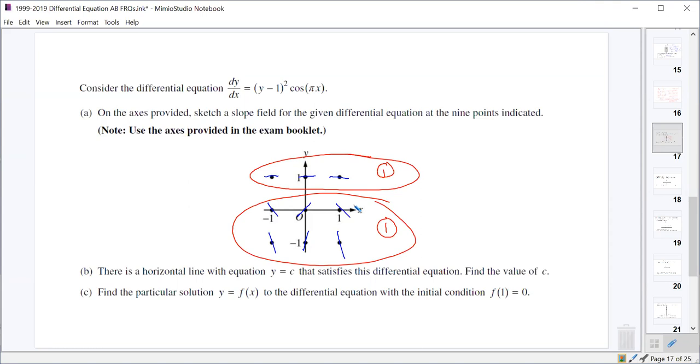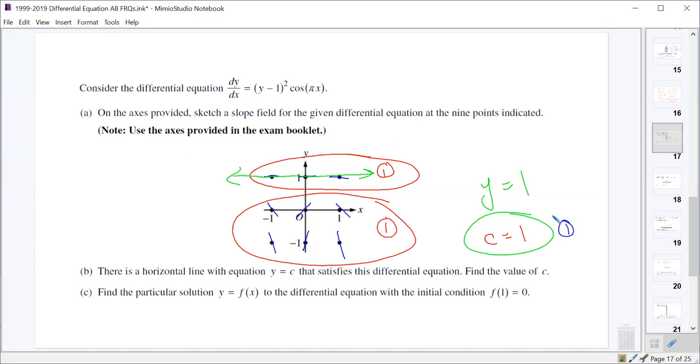And then it says we got a horizontal line that has an equation y equals c that satisfies this differential equation. Well, what's the value of c? Looks like c should be 1, because if I were to sketch the line y equals 1, it sure looks like that's a pretty good solution to that differential equation. So that's 1 point for part B.